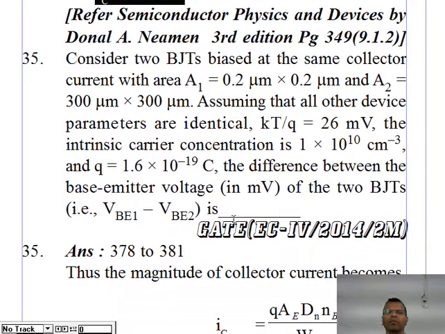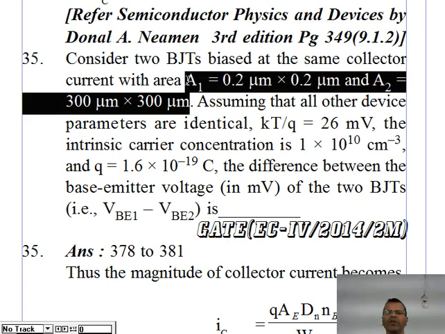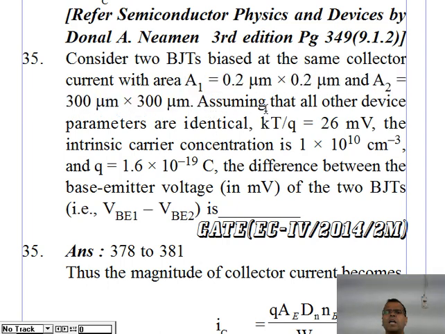Now, consider two BJTs biased at the same collector current. Area of emitter is this and this. This is definitely area. Assuming that all other device parameters are identical, kT by Q is given to you, intrinsic carrier concentration is given to you, charge is given to you, how to find VBE1 minus VBE2?